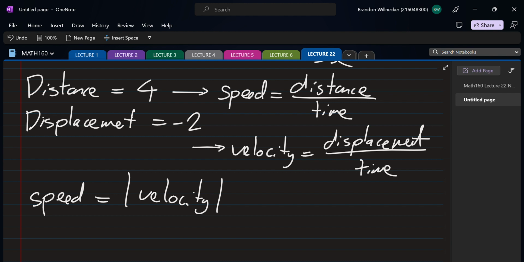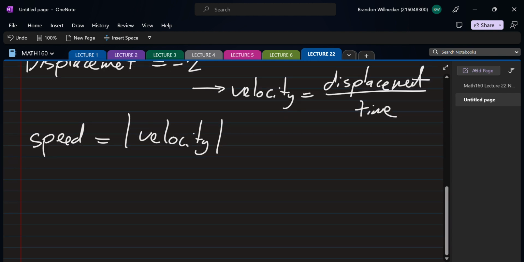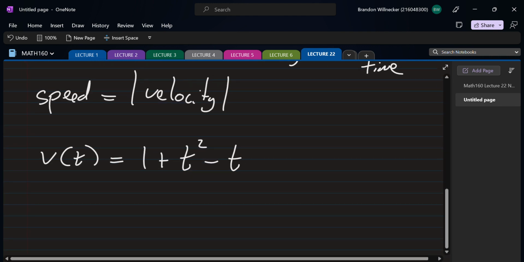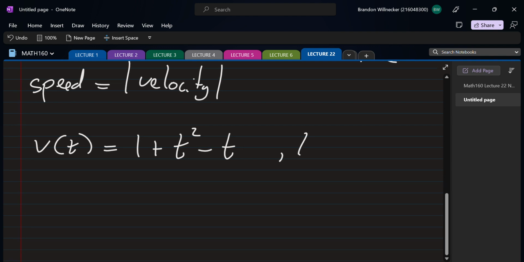Okay, so everyone's fine with that. Let's look at an example. Let's say we know the velocity is 1 plus t squared minus t. Something simple like that. We want to find the distance covered in some time interval by adding up all the infinitesimal distances. And we want to find the net displacement, again, by adding up the infinitesimal displacements. So let's say we're going from t equals 0 to t equals 1, just to make things simple.